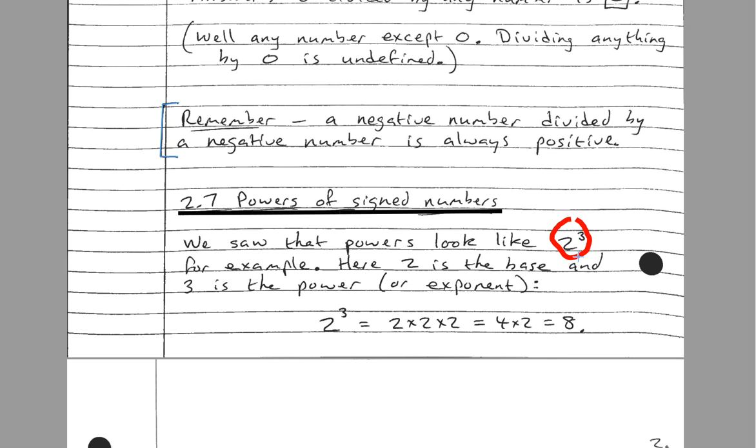The number on the bottom, that's the base. The number up here is the power or the exponent. 2 to the power 3, yeah, it's not 6. It really means 2 times 2 times 2. So again, multiplying 3 2's together, 2 times 2 is 4, and 4 times 2 is 8.